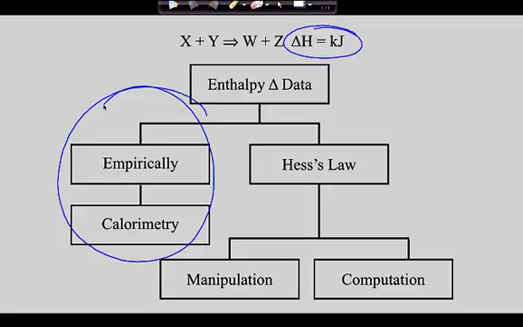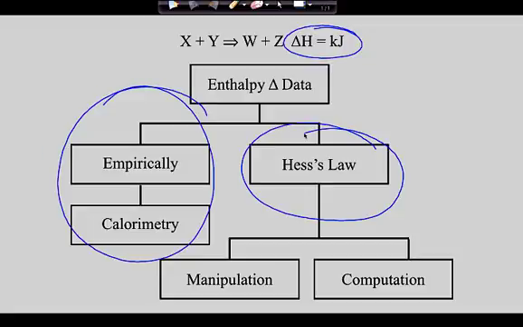You get the idea? Now we're going to do this through a process called Hess's Law. Now guys, I'll define Hess's Law for you in just a moment. But what you need to understand is that Hess's Law can be approached, for lack of a better term, both computationally and via manipulation.